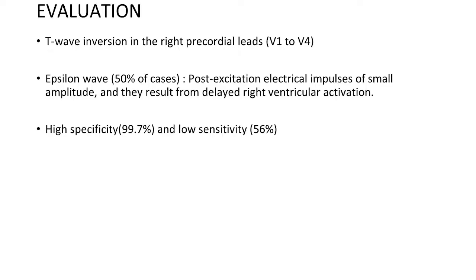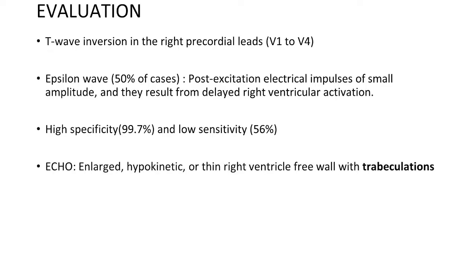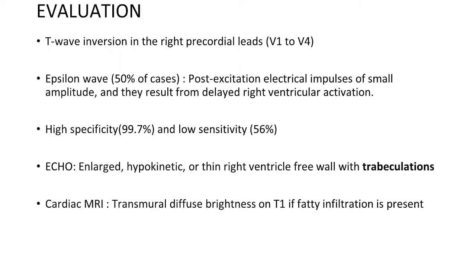So epsilon wave has high specificity but low sensitivity. On echo, we may see that the right ventricle is obviously defective, so there will be an enlarged or hypokinetic, thinned out RV with trabeculations. Those trabeculations are actually the fatty infiltrates that we can see. The diagnostic test is cardiac MRI, and endomyocardial biopsy is also given.